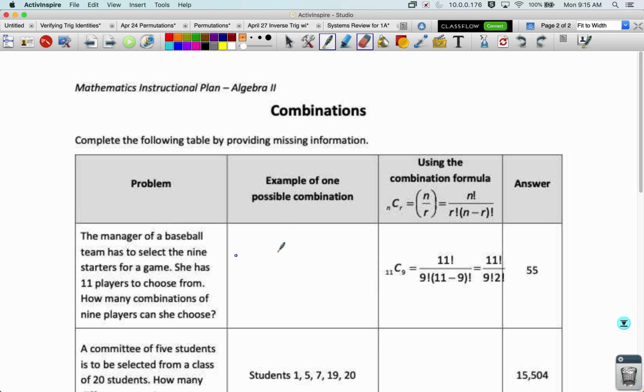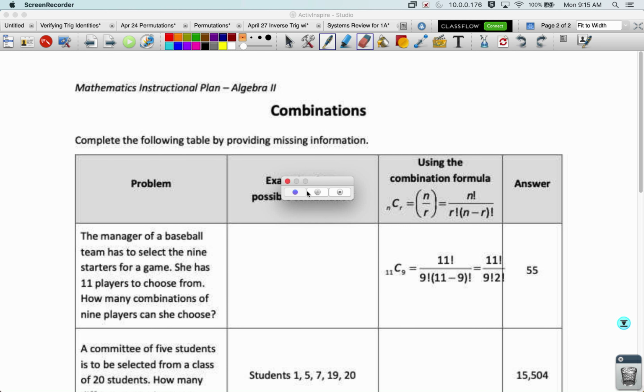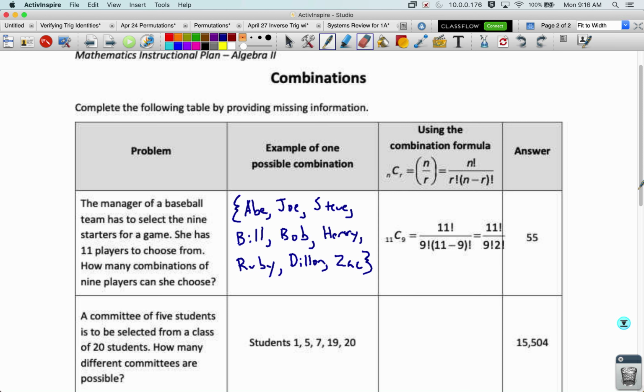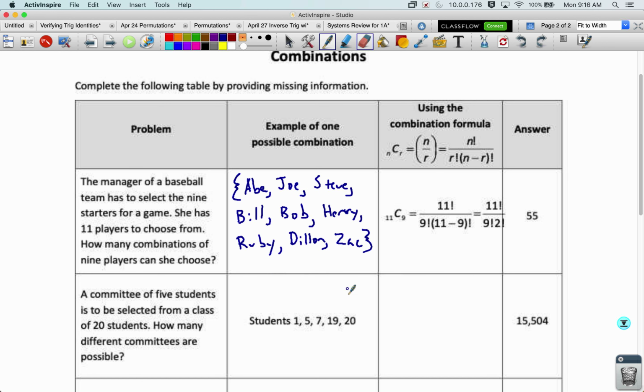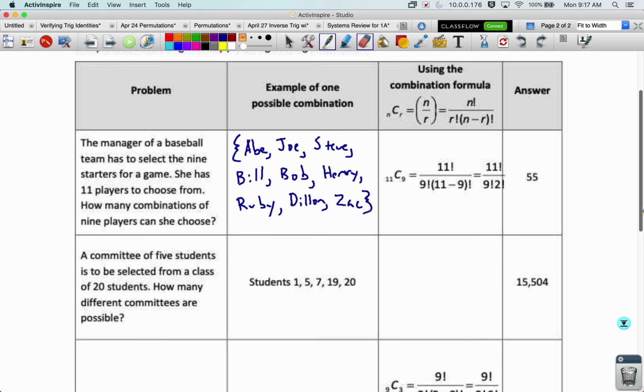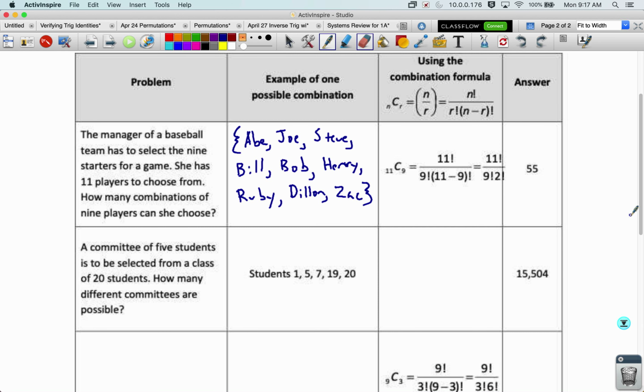Here it says don't list the number of people per spot because there's not spots. It's just an example of one possible outcome. So we just need to come up with 9 names. Here I'm going to pause the video and come up with 9 names. All right, so there's my 9 starters: Abe, Joe, Steve, Bill, Bob, Henry, Ruby, Dylan, and Zach. And then 2 people had to have gotten left out. So we'll say their names are Matt and Nick.